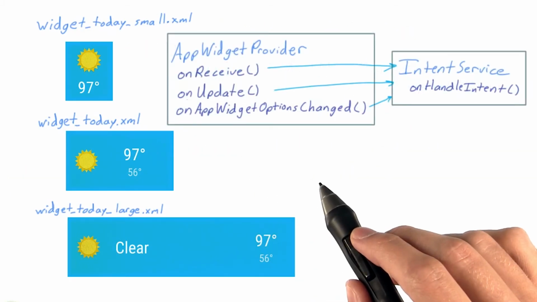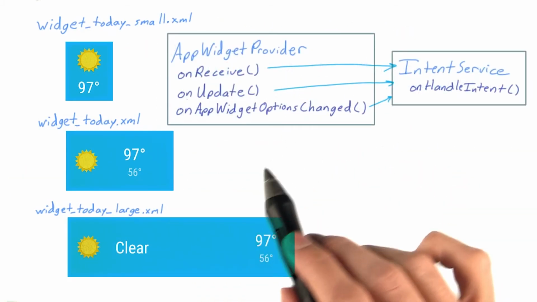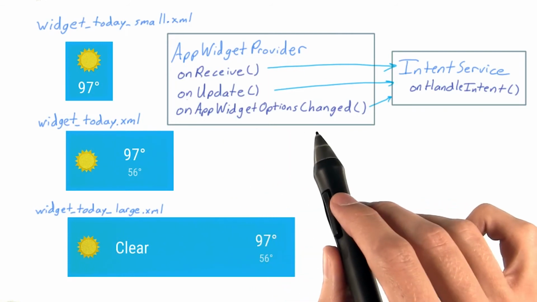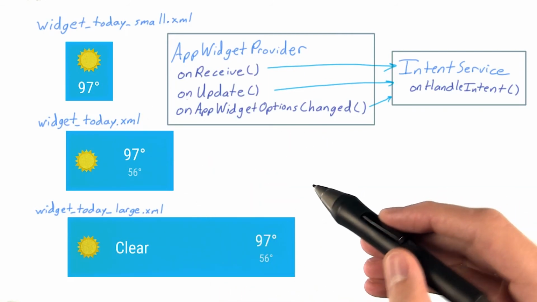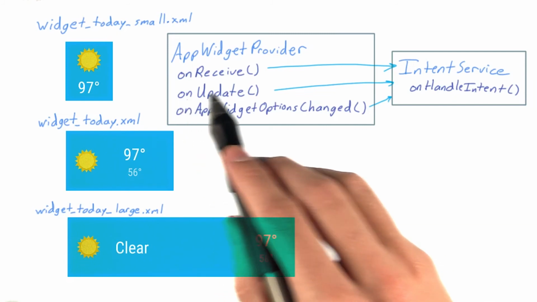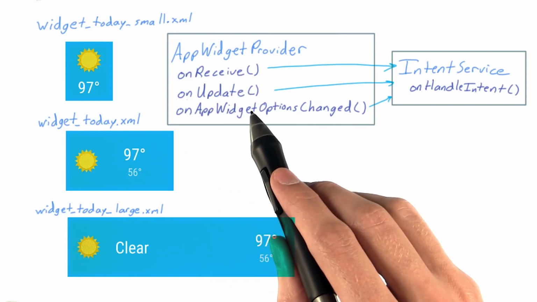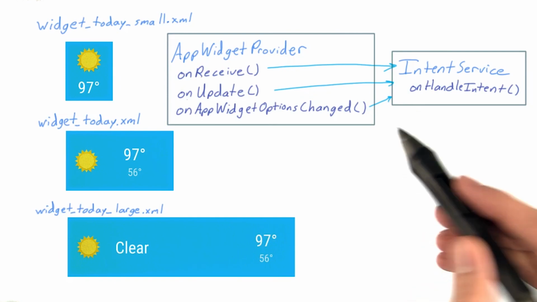We'll also add one more method to our App Widget Provider, onAppWidgetOptionsChanged. This is called whenever the size of the widget is changed. In our case, similar to our onReceive and onUpdate method, we'll start the intent service to refresh our widget.